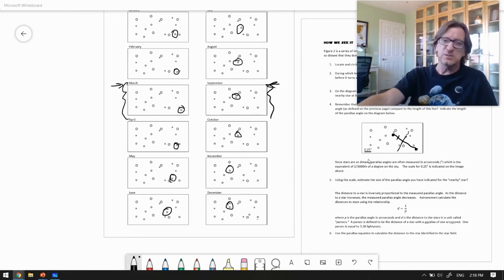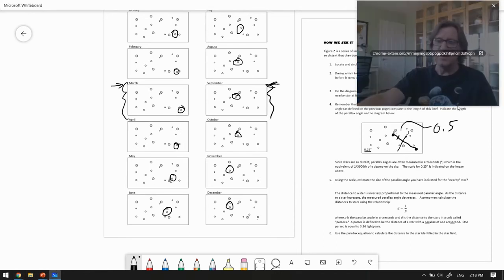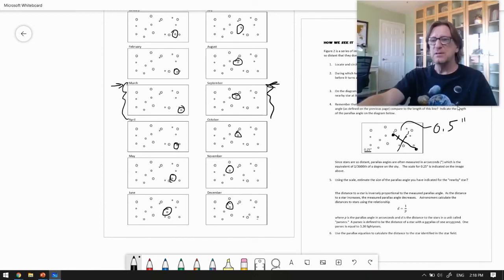And so if it's 2, then that means that the parallax angle here must be 0.5 arc seconds. Now, if you decided it was 1.5, then you would probably have gotten 0.375. So you do you, whatever works out best for you, but you should get somewhere in between 0.375 and 0.5 arc seconds with that. All right.